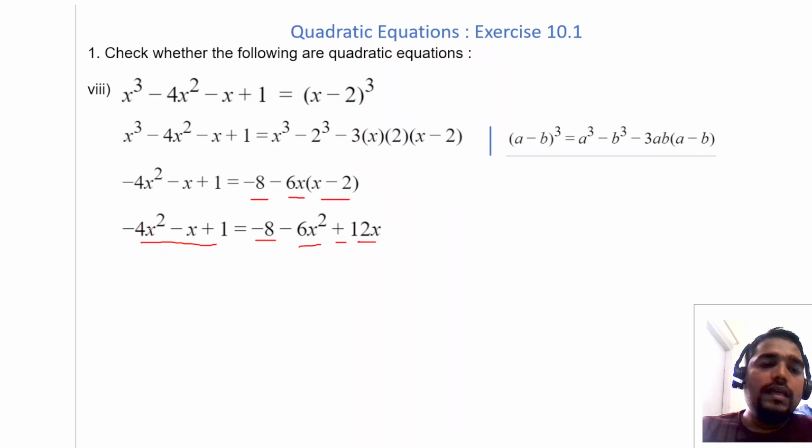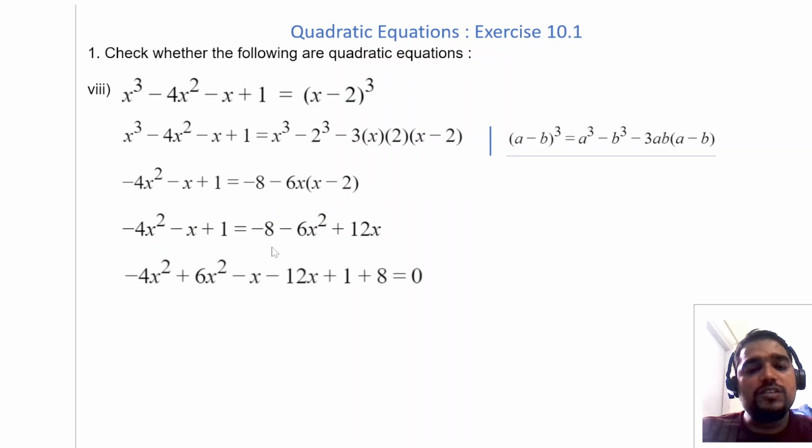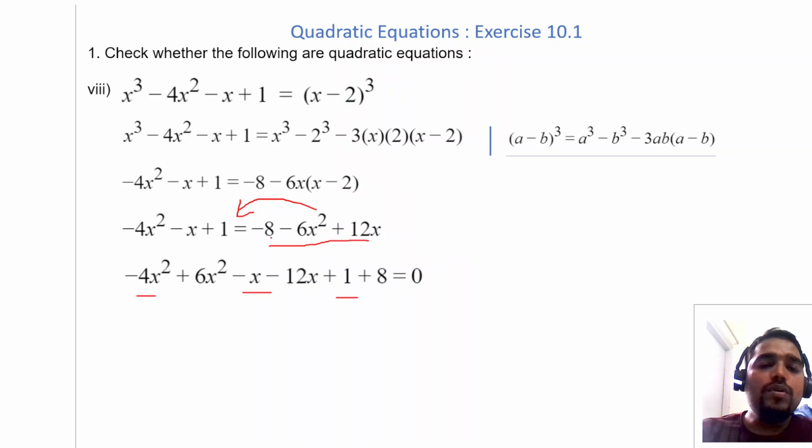So now we see that on LHS there is x square term and on RHS also there is x square term. There is x term on LHS and an x term on RHS also, and both have a constant term also. Now if all the terms of RHS are transposed towards LHS, then the terms of LHS would remain as it is, that is minus 4x square, minus x, and plus 1. Now what happens to the terms of RHS? Minus 6x square upon transpose would become plus 6x square, plus 12x upon transpose towards LHS would become minus 12x, minus 8 upon transpose towards the LHS would become plus 8.